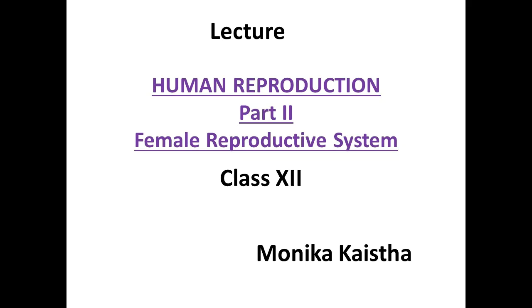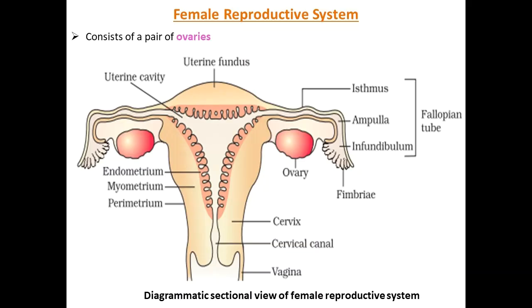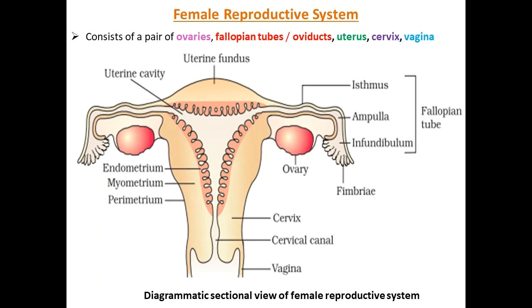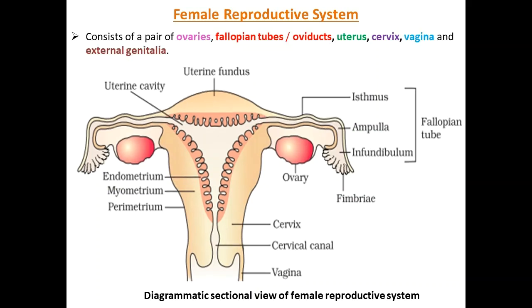The female reproductive system consists of a pair of ovaries, oviducts or fallopian tubes, as they are also called, uterus, cervix, vagina and the external genitalia. These are the structures or components of the female reproductive system that we will take up step by step, all the structures in detail.